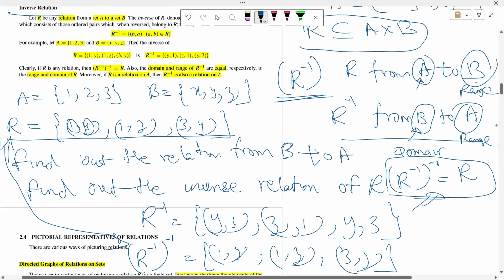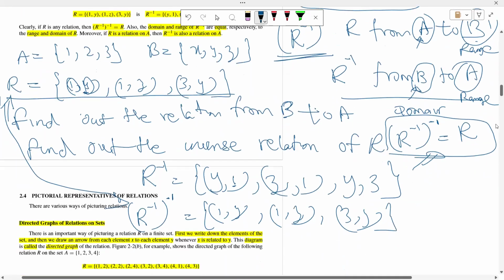So the domain and range of relation R are also swapped in the inverse relation.